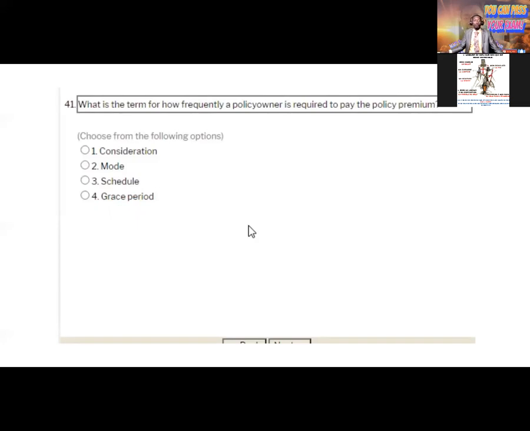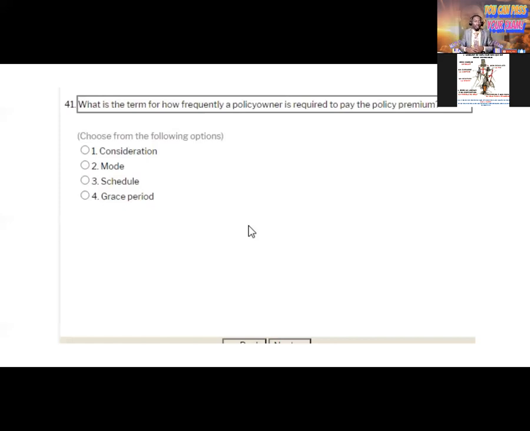What is the term for how frequently a policy owner is required to pay policy premium? So make sure the keyword is frequently pay premium. How frequently to pay the premium? Now, frequency means how often. How often do you make the payment? So now, one option is consideration. Well, I understand that when you pay premium, it is part of the consideration, but that's not what this question is asking. The question is asking how frequently you pay the premium.